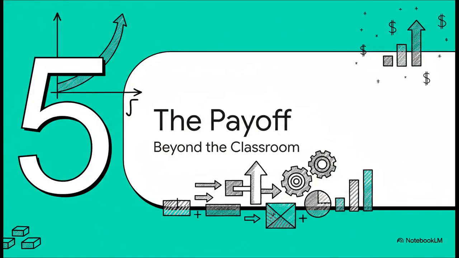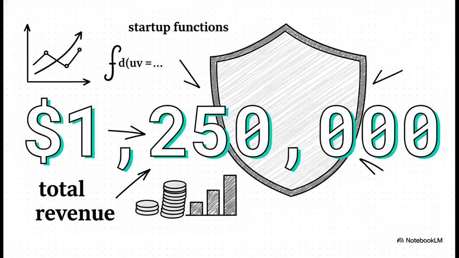So, we have the tool, we know how to use it, we know what mistakes to avoid, but let's zoom out for a second. What's the real payoff here? Why have we spent all this time mastering what is, admittedly, a pretty complex mathematical technique? Because it leads to this, a concrete, defensible number. After we run our startup's functions through the integration by parts formula, we get a precise figure for our total revenue in that first year, $1,250,000. This is the answer to our dynamic problem.